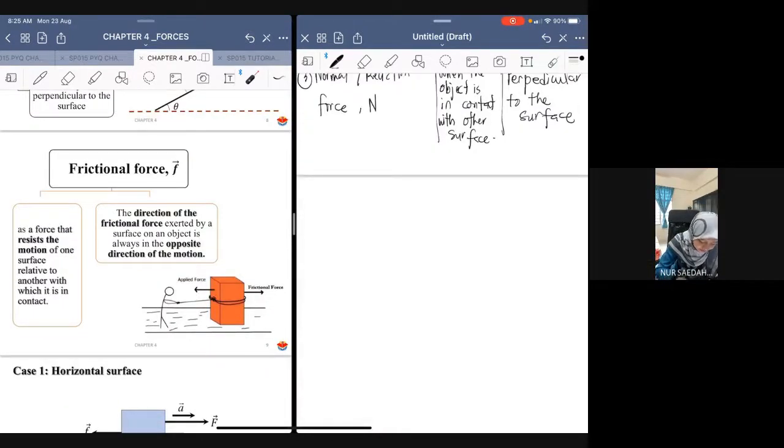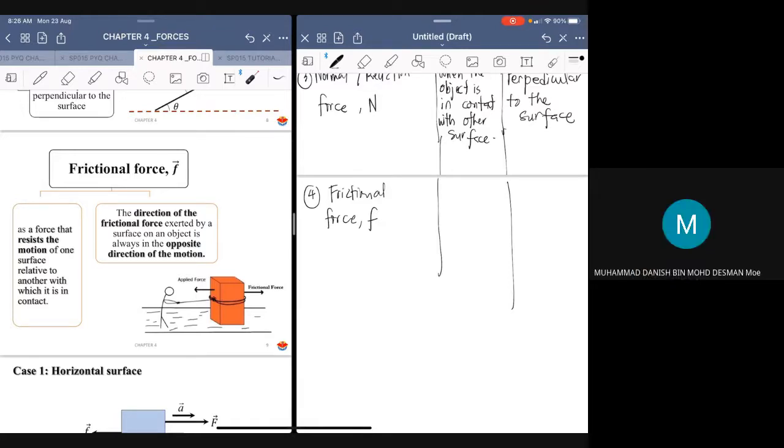Next, frictional force. Okay, baca dulu korang frictional force. Frictional force, the symbol is small f. Bila berlakunya frictional force? Bila ada geseran ni. Geseran dengan permukaan yang kasar. Kalau permukaan tu smooth, maksudnya licin sahaja, so tak adalah frictional force juga.